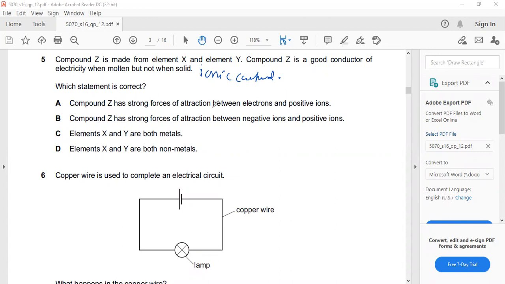Compound Z has a strong force of attraction between electrons and positive ions. This is about metal. Electrons and positive ions is about metal. Strong force of attraction between negative ion and positive ion. Yes, because it's an ionic compound. Z is an ionic compound because it conducts when molten but does not conduct electricity when solid. Ionic compound is made from metal and non-metal, so X and Y both metal is wrong. Both are non-metal is wrong.